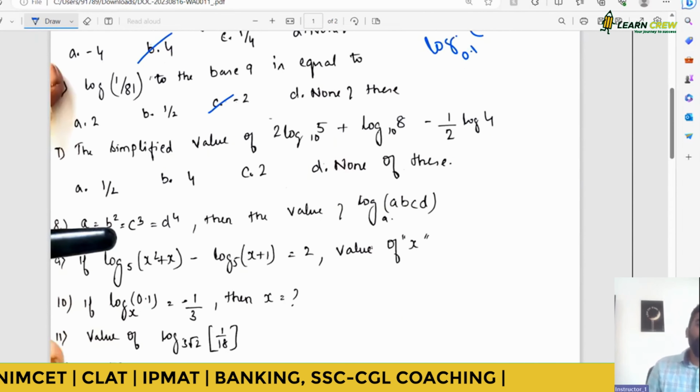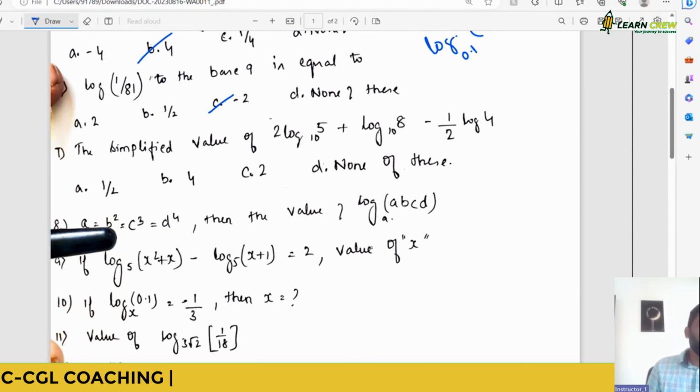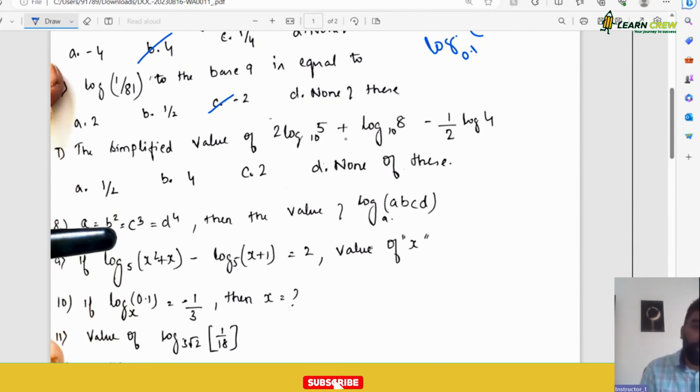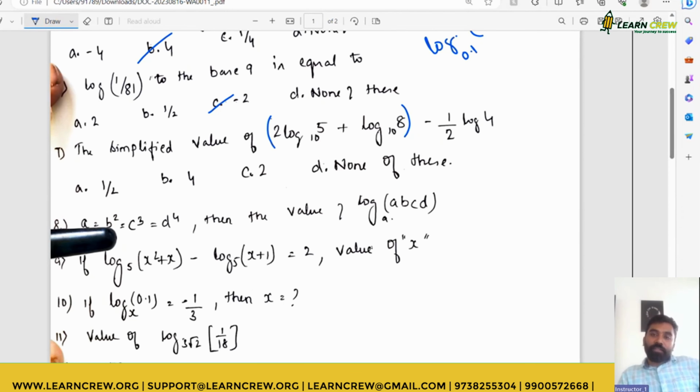7th one. The simplified value of 2 log 5 to the base 10 plus log 8 to the base 10 minus 1 by 2 log 4. Now observe the first two parts. These two are to the base 10. If no base is mentioned, it means it is to the base 10 only. Okay. Solve it. Let me know.